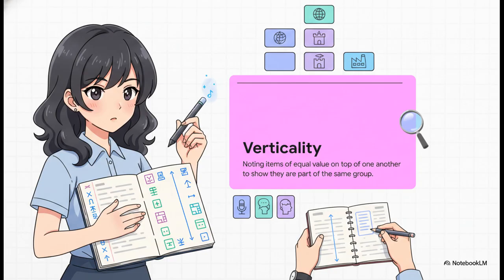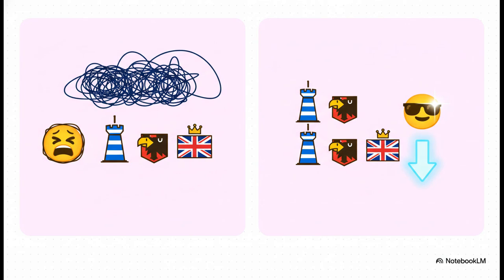And the idea is super simple. Whenever you have a list of things that are all equally important, like, say, a list of countries or companies, you don't write them out in a long line. You stack them vertically. And you can see the difference right away, can't you?